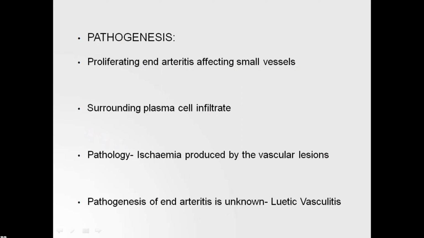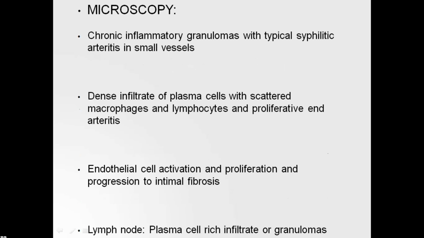Pathogenesis: proliferative endarteritis affecting small vessels, surrounded by plasma cell infiltrate. Pathology: ischemia produced by the vascular lesion. Pathogenesis of endarteritis is unknown; it is a lytic vasculitis. Chronic inflammatory granuloma with syphilitic endarteritis in small vessels, dense infiltrate of plasma cells with scattered macrophages and lymphocytes, endothelial cell activation and proliferation and progression to intimal fibrosis, lymph node plasma cell rich infiltrate or granuloma formation.